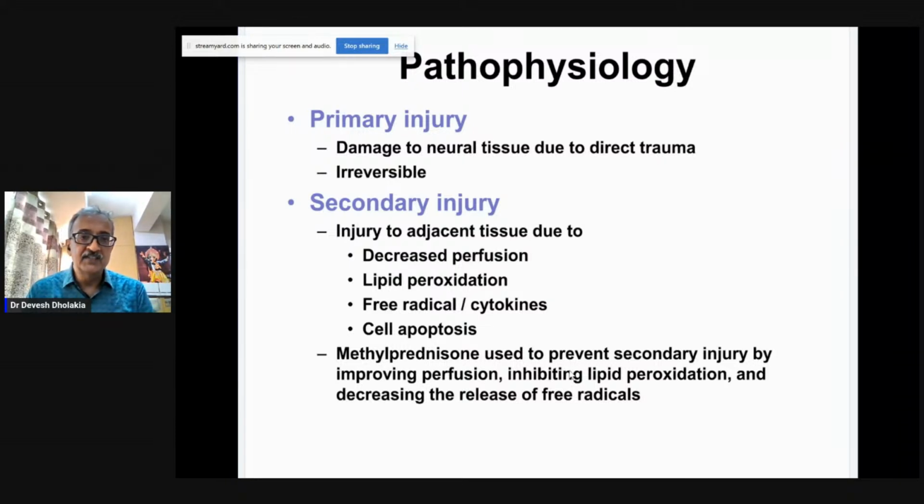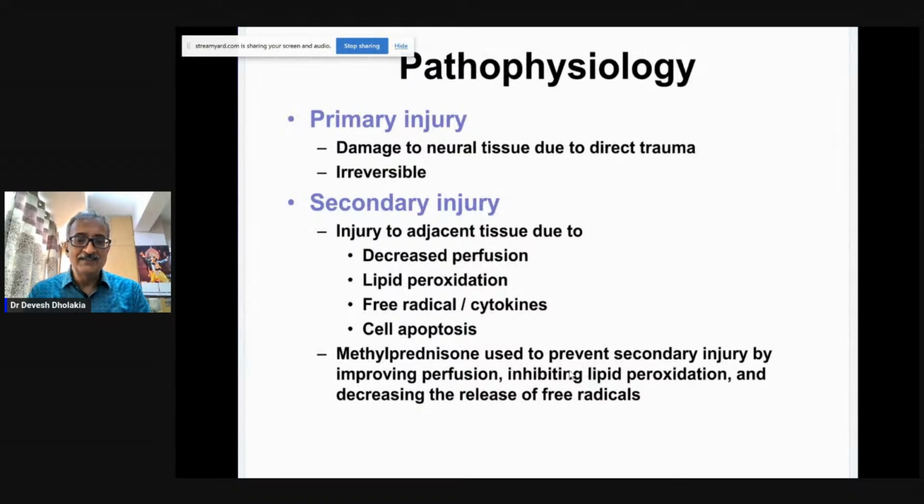The primary injury, as I said, is direct damage to the neural tissue. And the secondary injury is because of decreased perfusion after an injury, which leads to lipid peroxidation. And this releases free radicals, which damage the cell and lead to cell apoptosis and a permanent damage to the spinal cord.